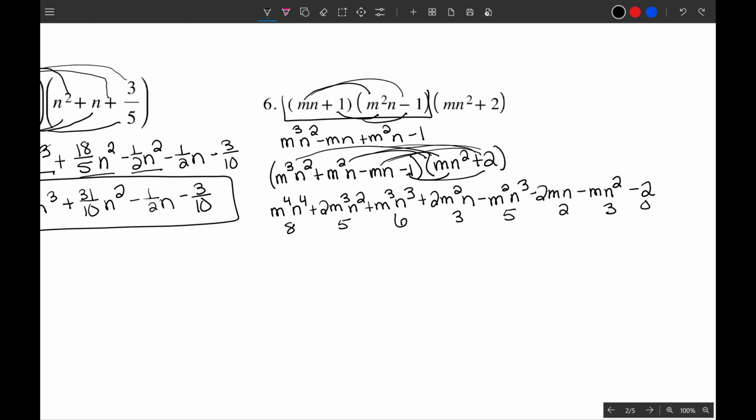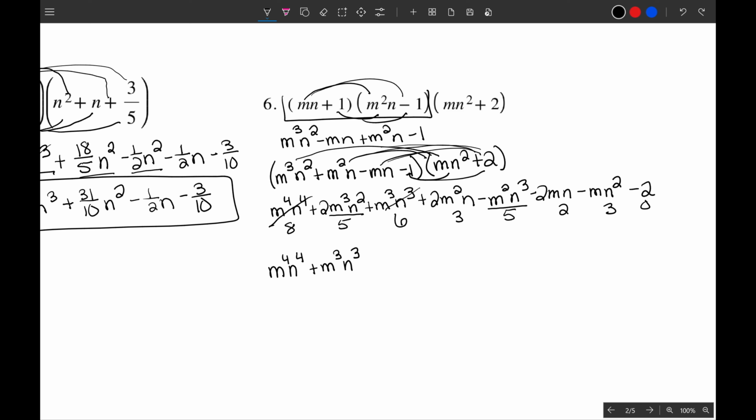So I only have one degree of 8. So that's going to go first. So m to the fourth, n to the fourth. I only have one degree of 6, and if you have to cross them out, cross them out. So plus m to the third, n to the third. Then I have 2 degrees of 5, but they're not like terms because this one is m to the third, n to the second, and this is m to the second, n to the third. So I'm just going to write them down separately because they aren't like terms. I can't combine them together.